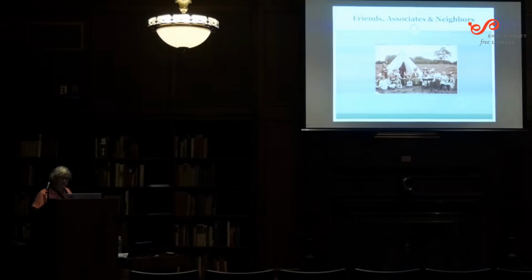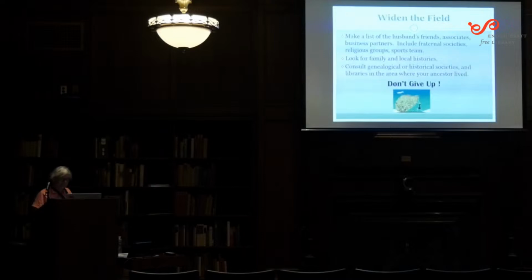We've got friends, associates, and neighbors. All are part of our life. So make a list of things such as friends, societies, associates, business partners, religious groups, sports teams, political teams. Look for the family and local histories. Look at historical societies, libraries in the area. Go to genealogical societies and organizations. Just don't give up.